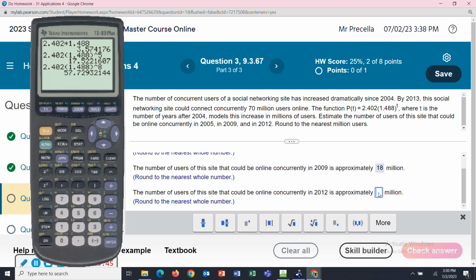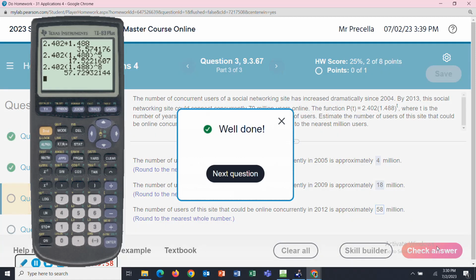It's 58 million. Do y'all agree with rounding the 57.7 to 58?